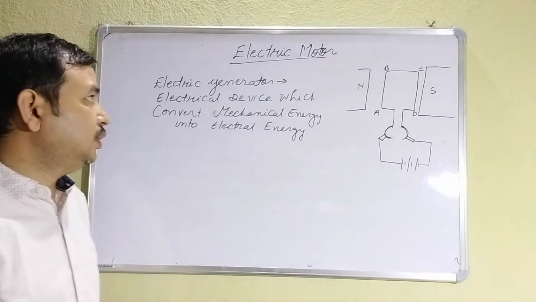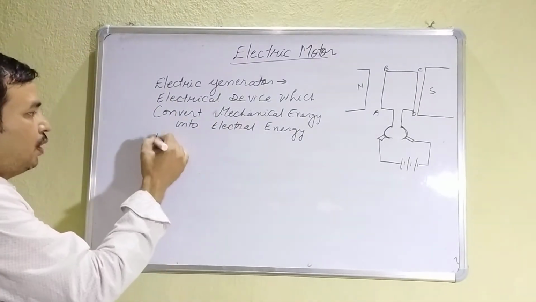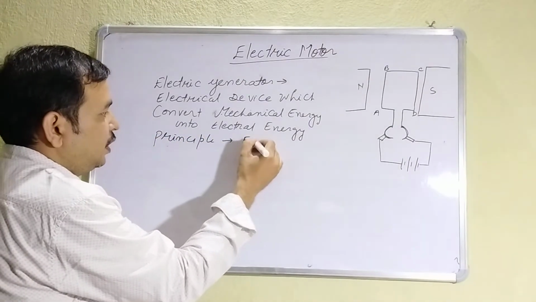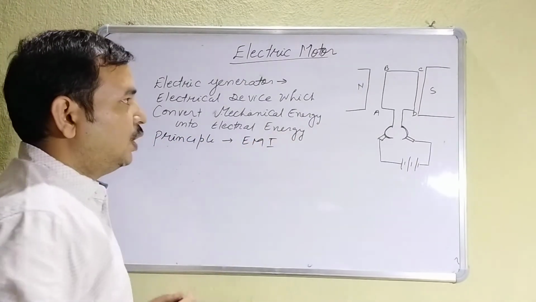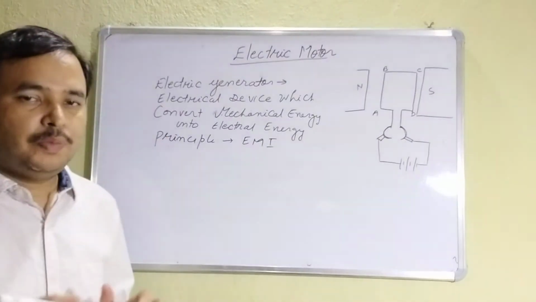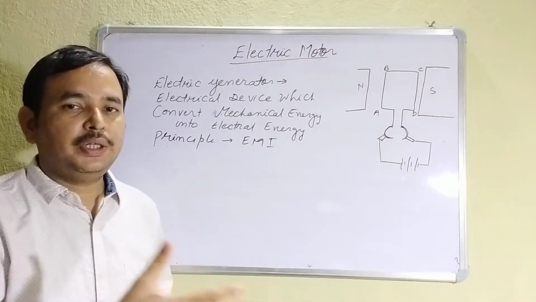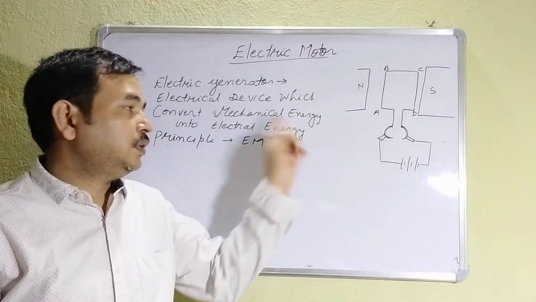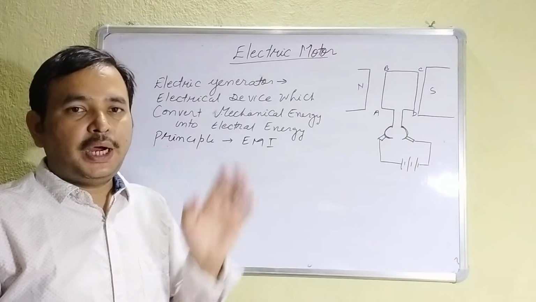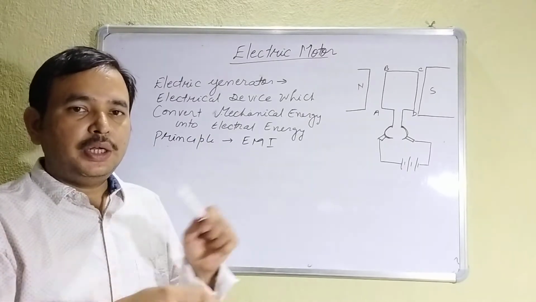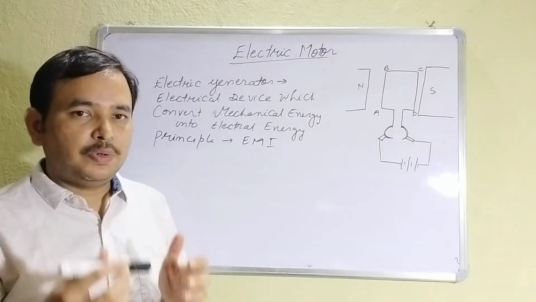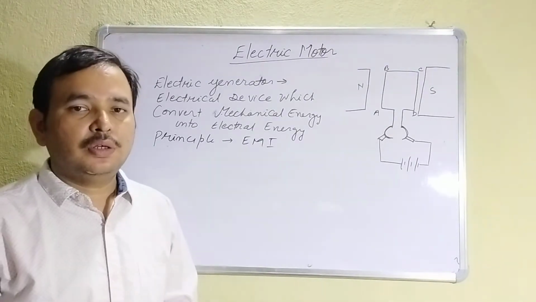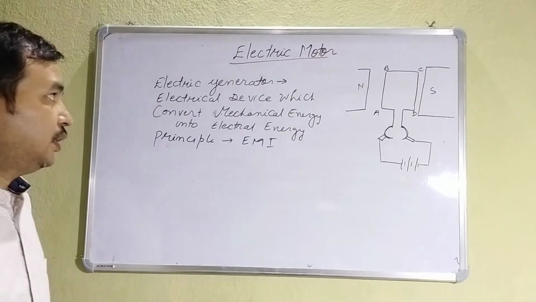So it is based on the principle of electromagnetic induction. When the coil is rotated between two magnets, we are providing energy in the form of rotation, kinetic energy, that is mechanical energy. Because of that, EMF or current is induced in the coil, is taken out from it and supplied to the load. That was about the electric generator.